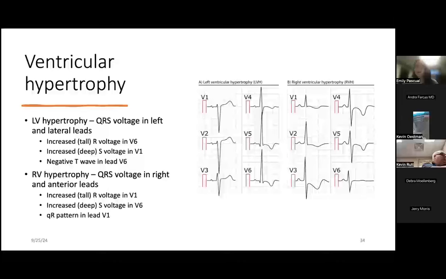You will also see things on EKGs such as left ventricular hypertrophy and right ventricular hypertrophy. Left ventricular hypertrophy is increased QRS voltage in the left and lateral leads. You'll see a really tall R wave in V6, an increased deep S voltage in V1, and a negative T wave in V6. Right ventricular hypertrophy is increased QRS voltage in the right and anterior leads. You'll see increased R wave voltage in V1, deep S voltage in V6, and sometimes a QR pattern in V1.